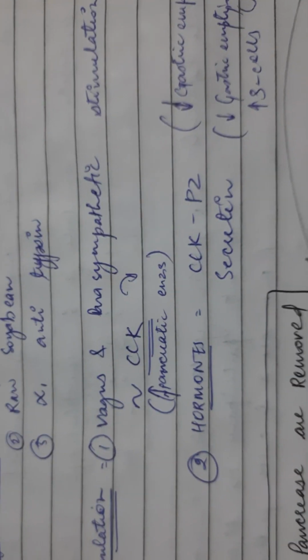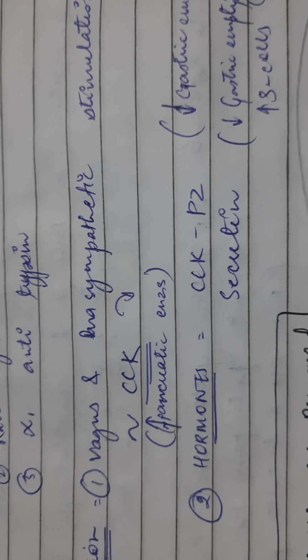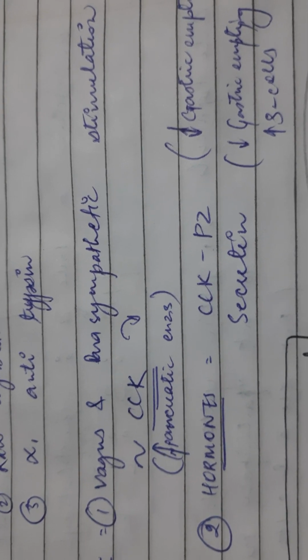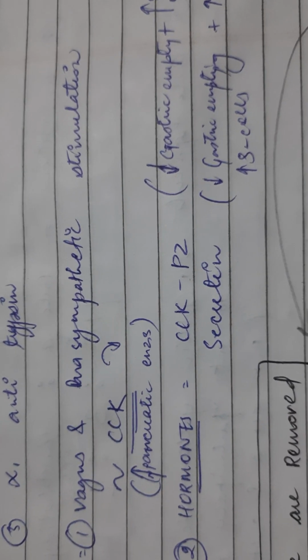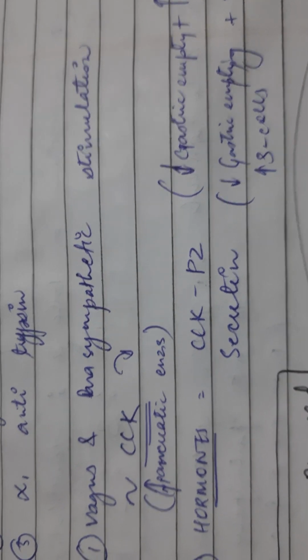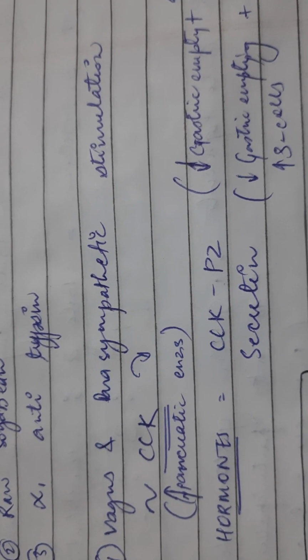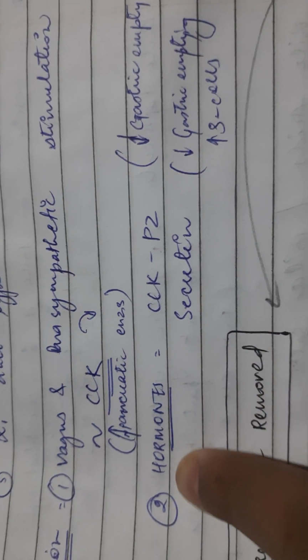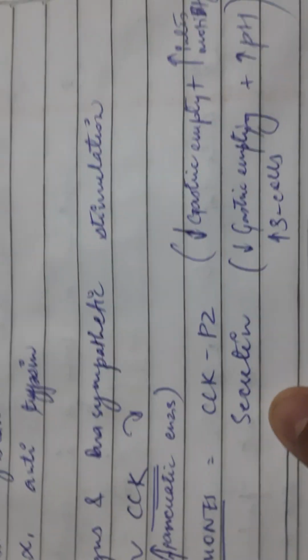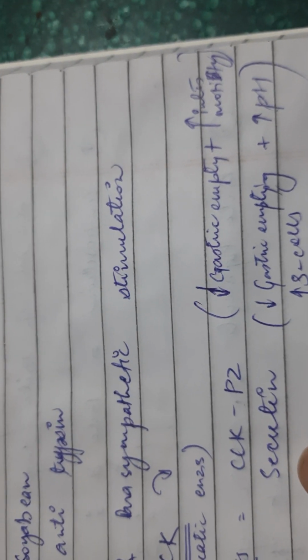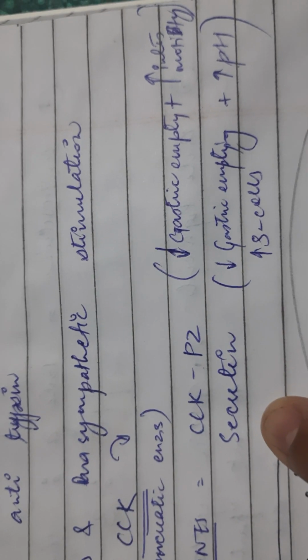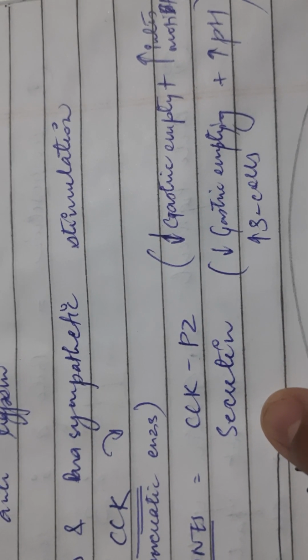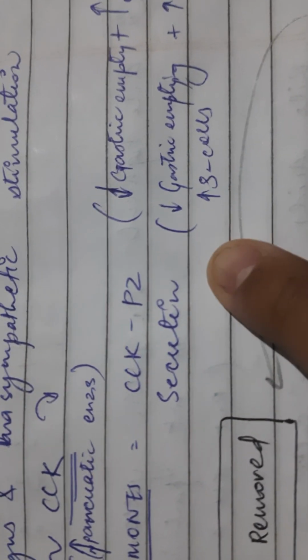Okay, then regulation: vagus and parasympathetic stimulation increases pancreatic enzymes, which are similar to CCK. Okay, hormones. CCK decreases gastric emptying and increases intestinal motility. Secretin decreases gastric emptying, increases pH, causes bicarbonate release, and is produced by S cells.